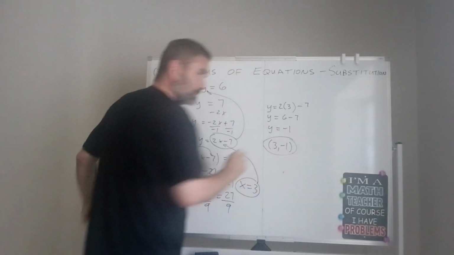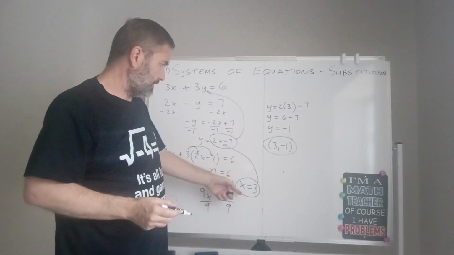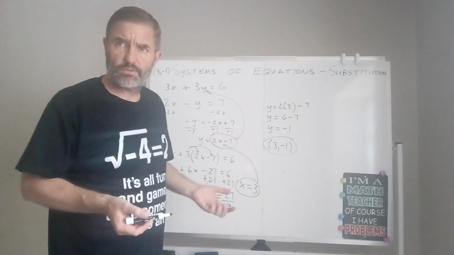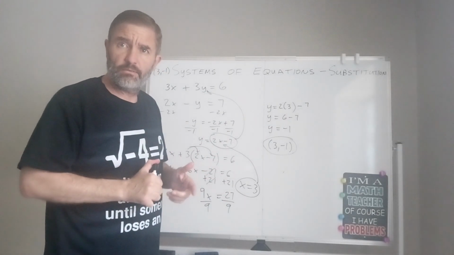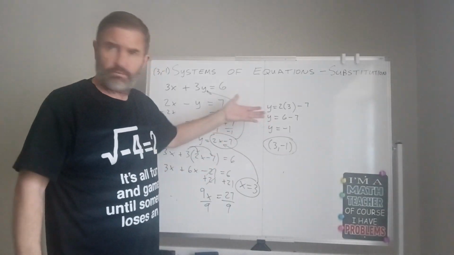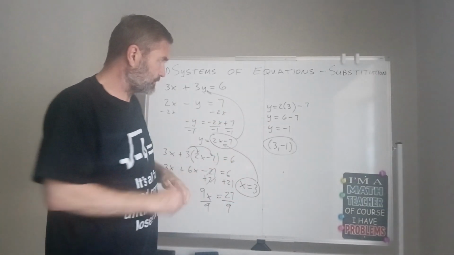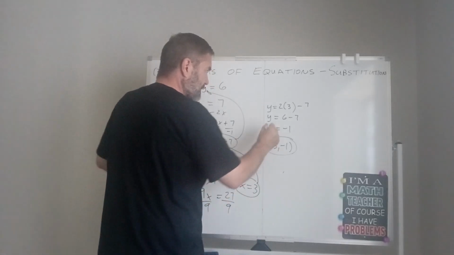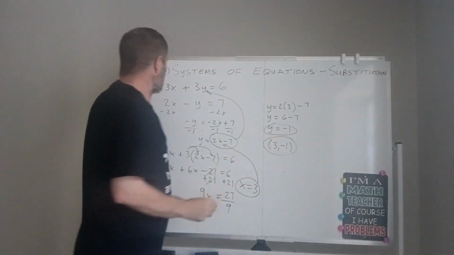And usually we write it as a coordinate. Sometimes the teacher will let you do x equals 3, y equals negative 1, circle that. It doesn't matter to me, but it does matter to your teacher, so follow your teacher. If your teacher wants you to write it as a coordinate, write it as a coordinate. If your teacher wants x equals 3 and y equals negative 1, then just go ahead and do that. But you'll notice I got the same answer as last time.